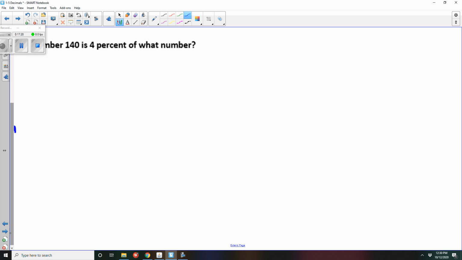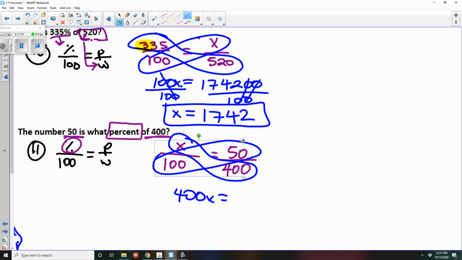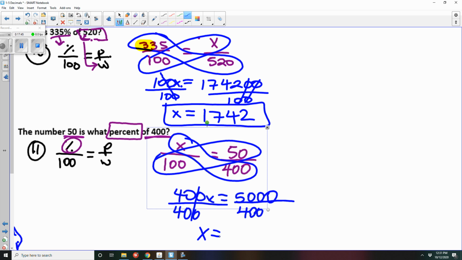I always start with my variable first, just because I like to do that. So x times 400 is what? 400x. Alright, 100 times 50 is 5,000. Divide both sides by 400. And x will equal what? 500? Wait, no. Anybody try it?